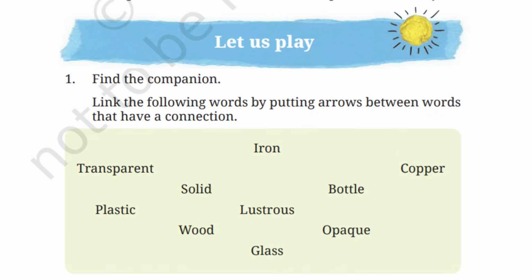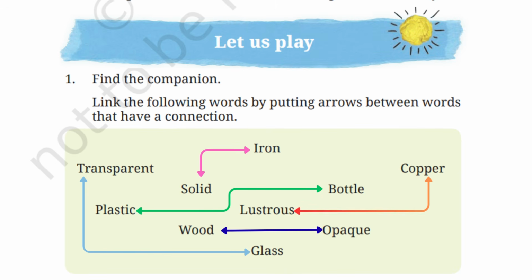Let us play. Question number 1. Find the companion. Link the following words by putting arrows between words that have a connection. Words are transparent, plastic, solid, wood, iron, lustrous, glass, bottle, opaque, and copper. So, students, we know that glass is transparent, copper is lustrous, wood is opaque, iron is solid, and bottles can be made of plastic.